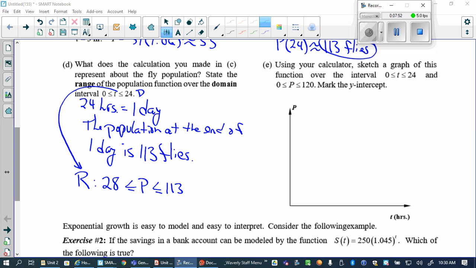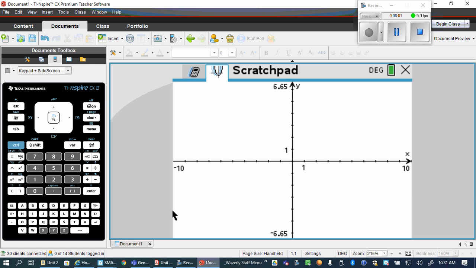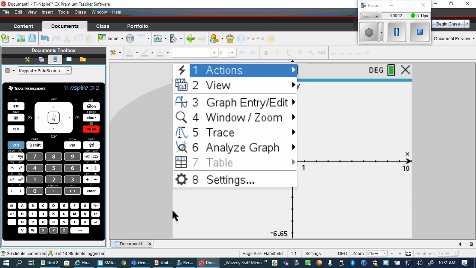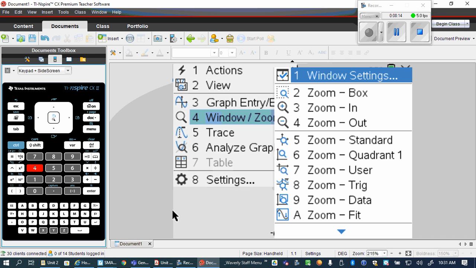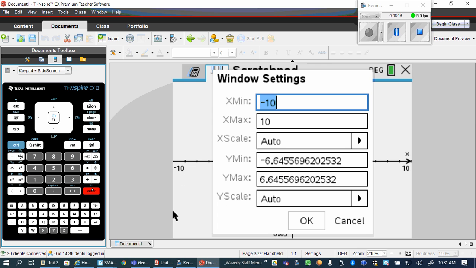So this is going to be your X values from 0 to 24, and this will be your Y values. So we have to open up the graph, like the home. Remember, you hit this thing once, maybe twice if you have to, right? I'm going to change the window, menu, window zoom, settings. So X, that's our T, 0 to 24, right?